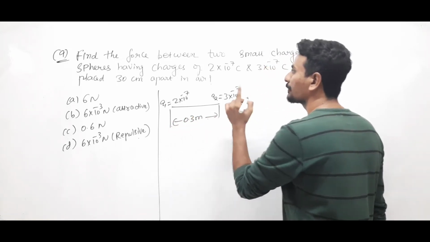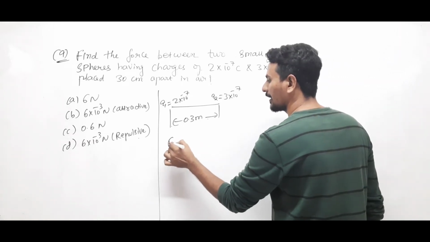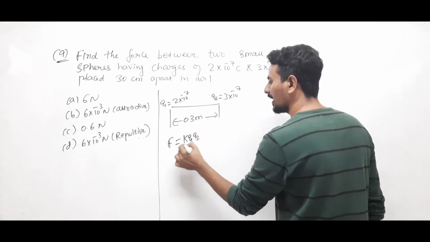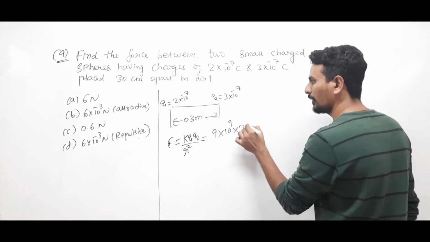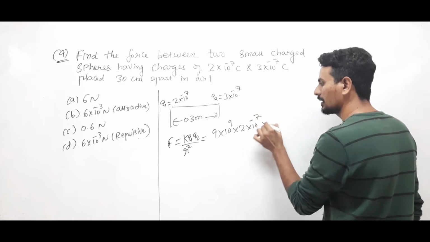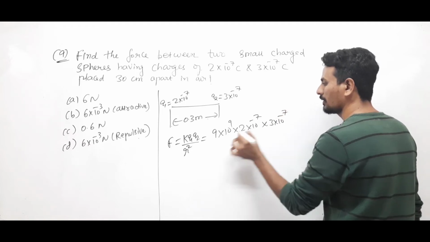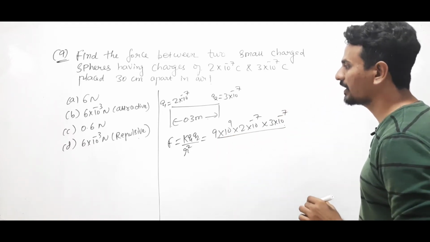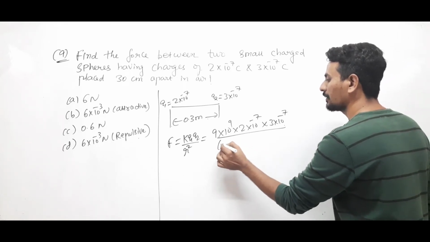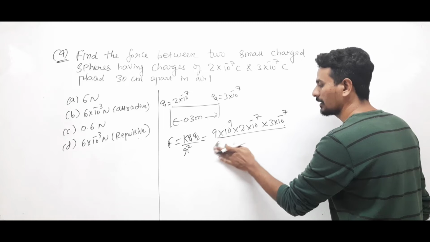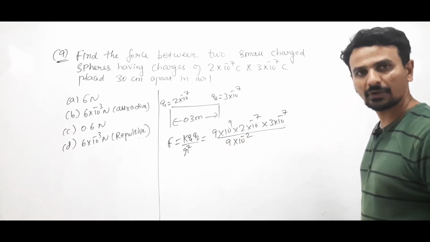Okay, so now we need to calculate the forces. Both the charges are placed in air. We can use Coulomb's law. F is equals to K Q1 Q2 by R square. What is the value of K? 9 into 10 raised to 9, 2 into 10 raised to minus 7, 3 into 10 raised to minus 7 upon, what is the distance? 0.3 meter, right? 0.3, that means it will be 9 into 0.3 square, 0.09, so that will be 9 into 10 raised to minus 2, right?